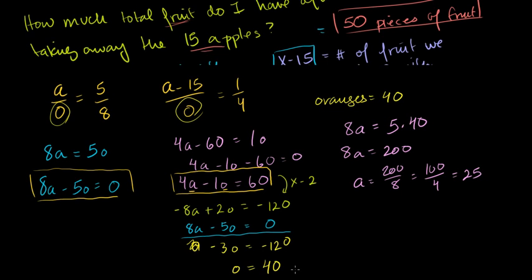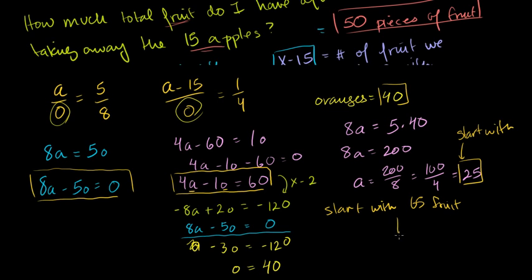o is the number of oranges we have throughout the problem. a is the number of apples we start with. That's what we start with. So you can say that we start with 25 apples, 40 oranges, or we start with 65 pieces of fruit. Then if you were to remove 15 fruit, you will end up with 50 fruit, which is the exact same answer we got the other way of doing this problem.